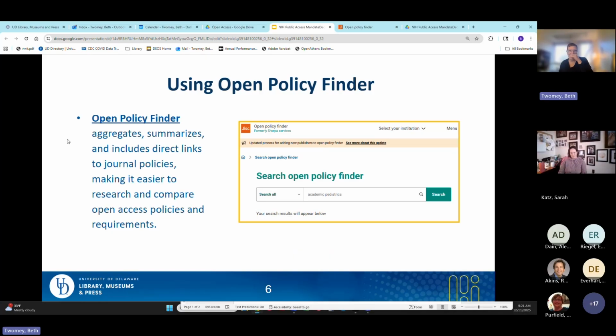But this is also where, once you have that information, going to the resources that you have locally available, whether that's a librarian or a committee or another research support team at your institution, can be really helpful. You can bring this information to them to get a leg up on starting that conversation.